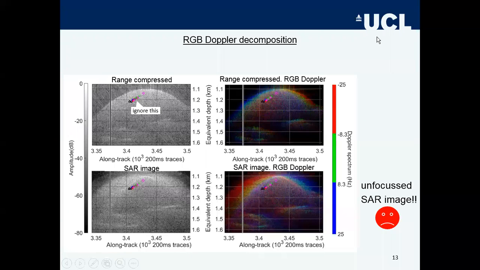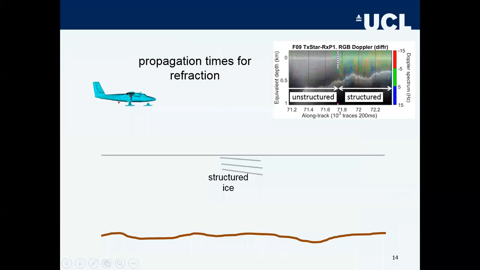When we try to go from the range-compressed data to the SAR data, we have an unfocused image. The explanation is that our propagation model is always based on pure refraction, following Snell's law. But Snell's laws do not consider absorption losses, polarization, or anything else. They are just based on the principle of the fastest path from transmitter to receiver.